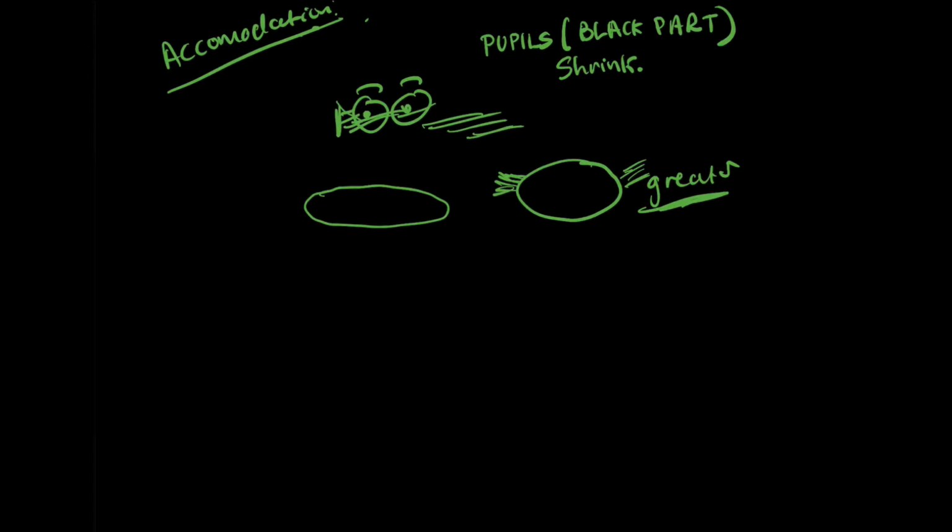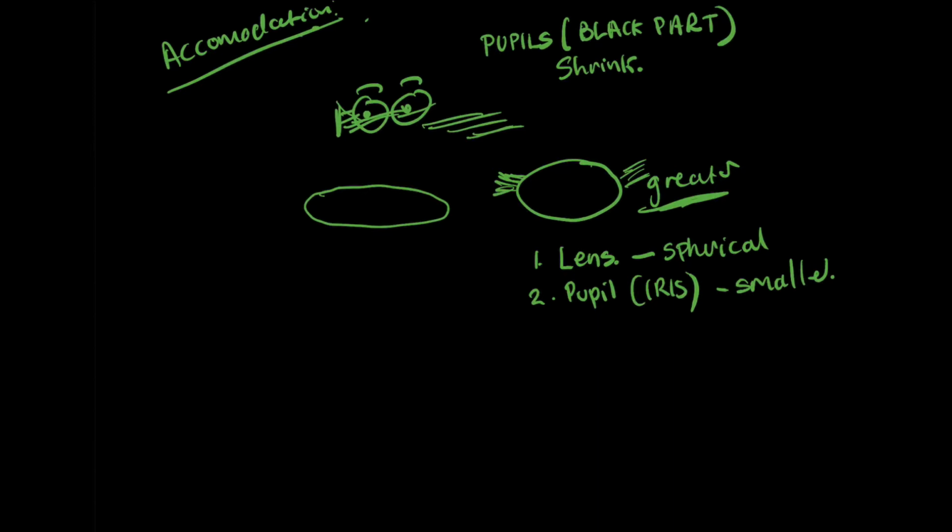Okay, so just to sum up, what's going to happen? First of all, you're going to have a change in the shape of the lens. The lens is going to change, and you're also going to have a different shape of the pupil, which is controlled by the iris. So those two things are going to change. The lens here is going to become more spherical, and the pupil is going to become smaller.